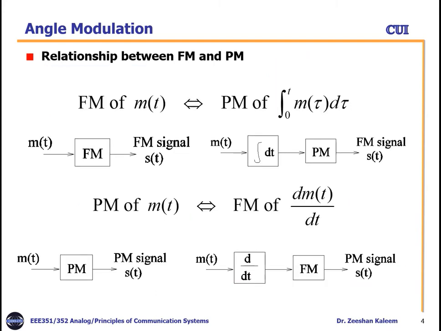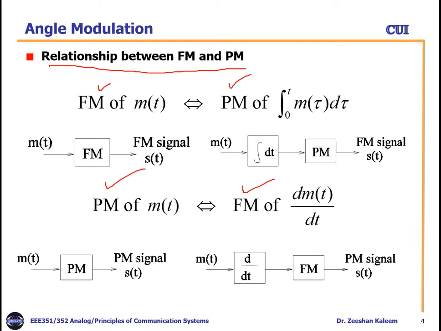Okay, let's move to the relationship between FM and PM. What does it mean? Here we would like to prove how we can generate our FM signal by using the PM signal, and the PM signal by using the FM signal. It means that if we have only one modulator, for example, an FM modulator or a PM modulator, then using that modulator we can generate either the FM signal or the PM signal. So how can we do that?